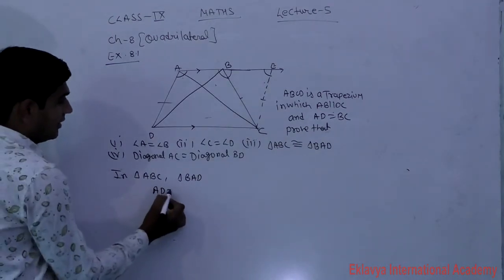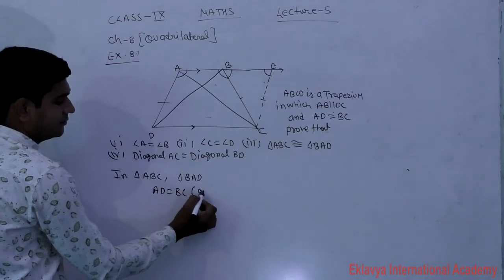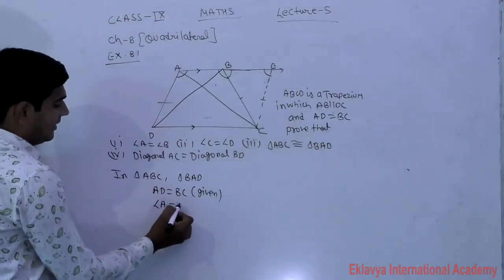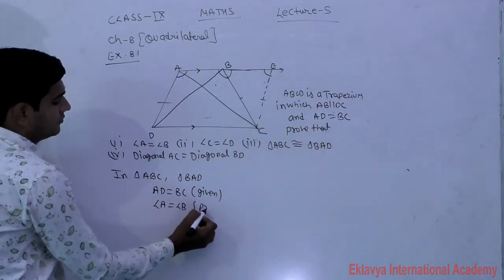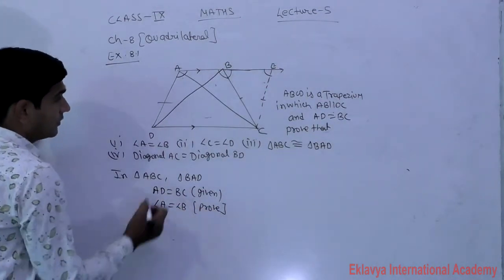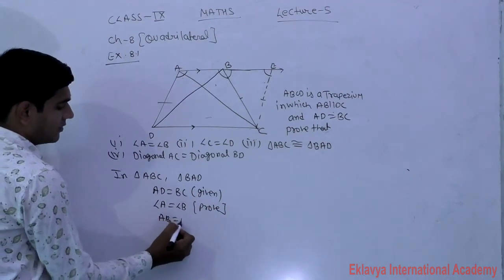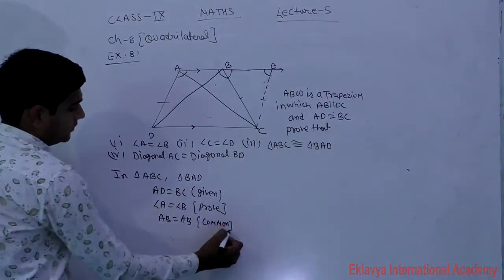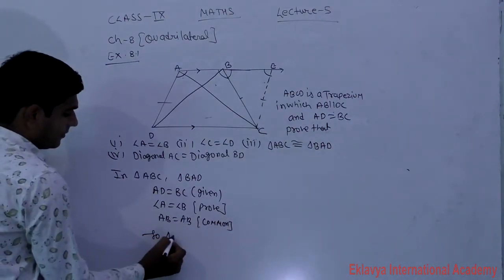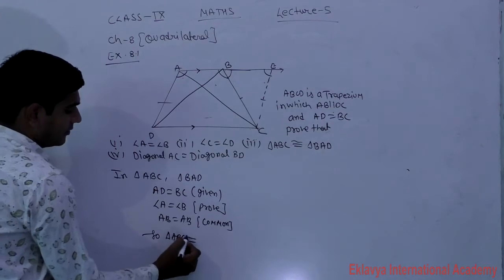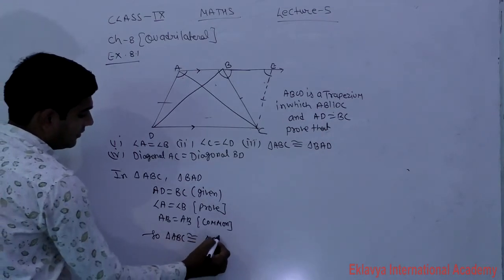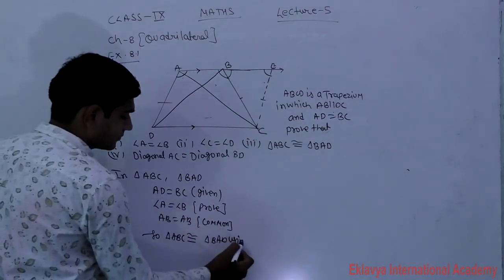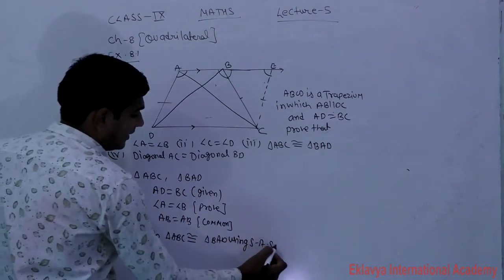First one, AD is equal to BC, given. Second, angle A is equal to angle B, proved. Third, AB is equal to AB, that is common. So triangle ABC is congruent with triangle BAD using SAS rule.